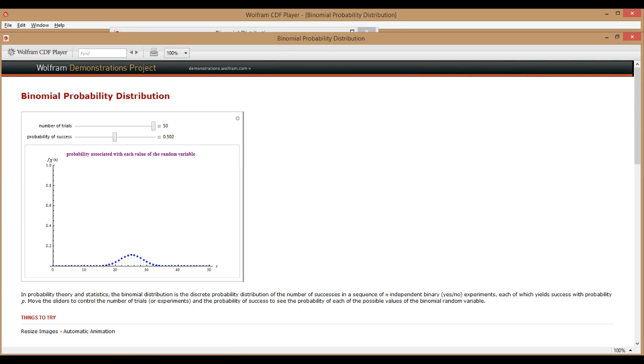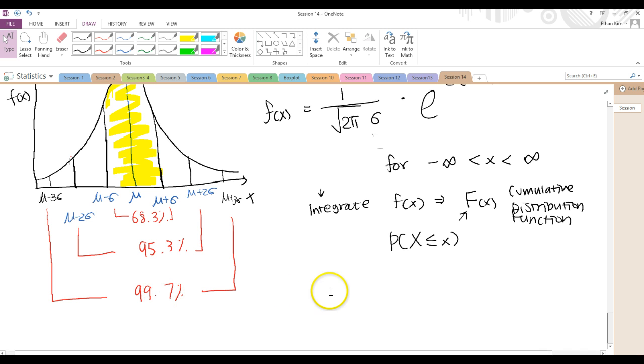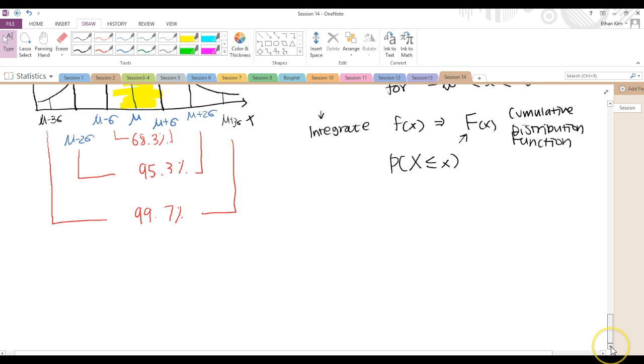Should we do z-score? Yeah, maybe we should. Okay, so let's just dig into this.